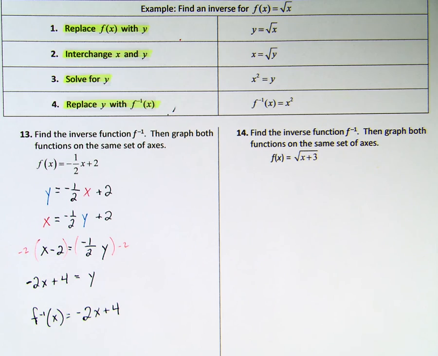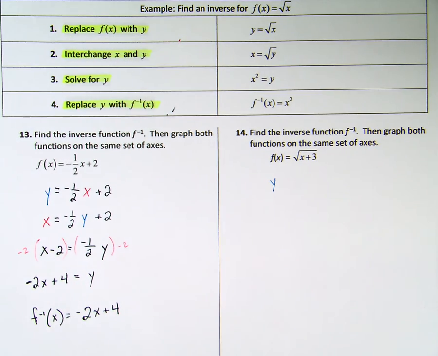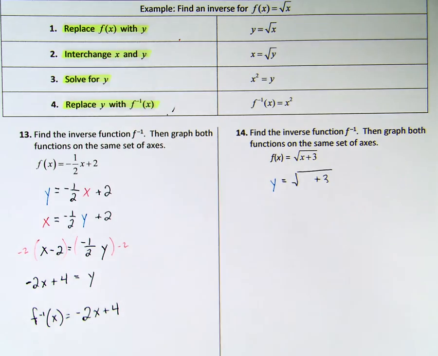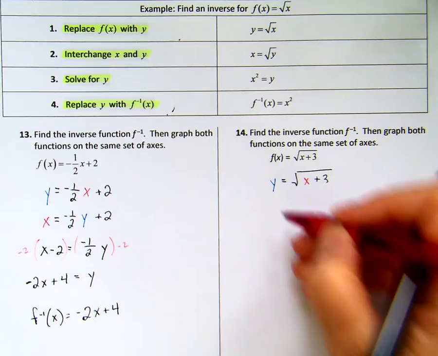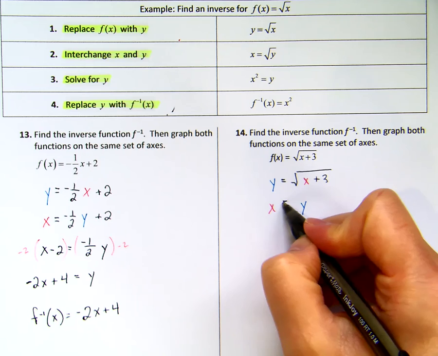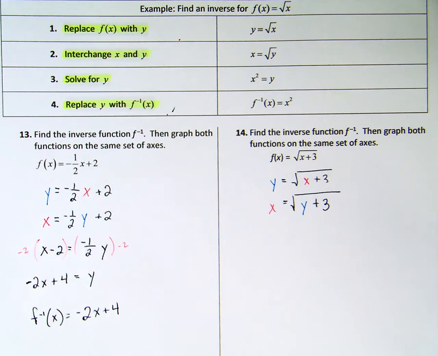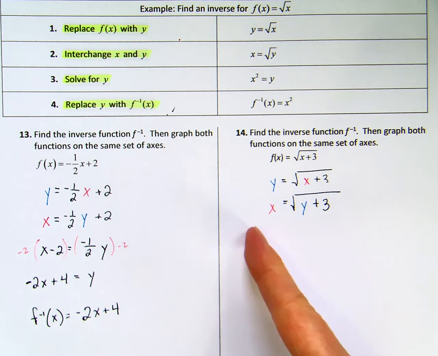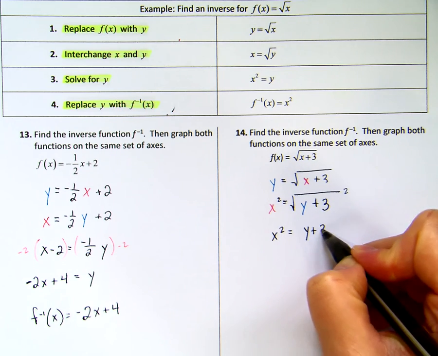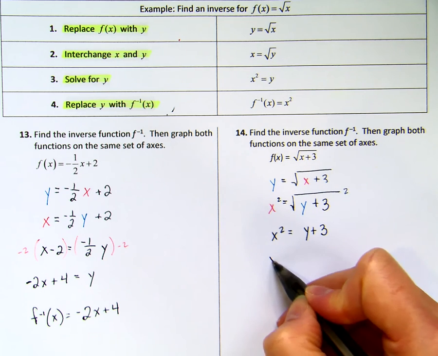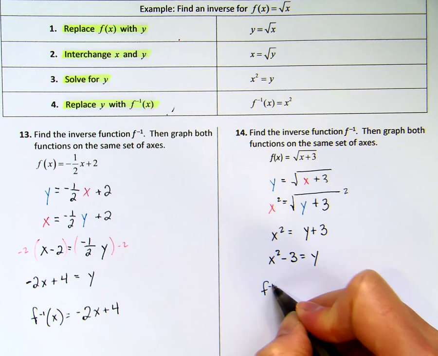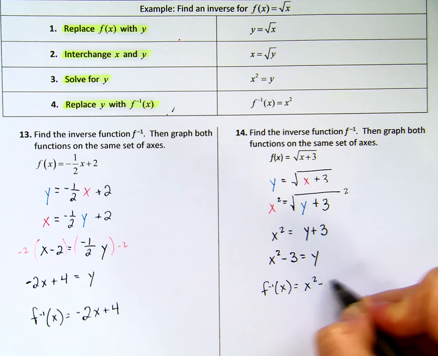Alright folks, now that you've had a moment to try it, let's see how you did. We're going to say y equals, instead of f of x equals, the square root of x plus 3. I'm going to switch my x and y values. X becomes y, y becomes x. And now I will solve for y. I'll start by squaring both sides of my equation to get rid of the radical. Then I will subtract the 3. So this gives me my new function. F inverse of x is equal to x squared minus 3.